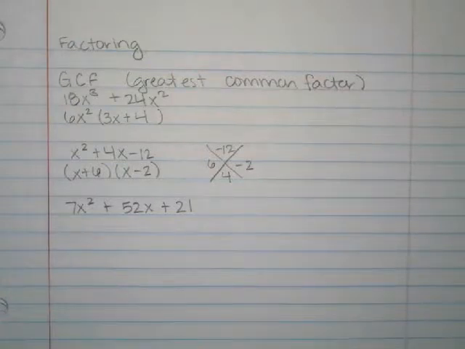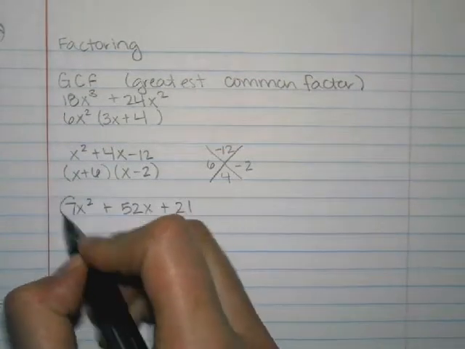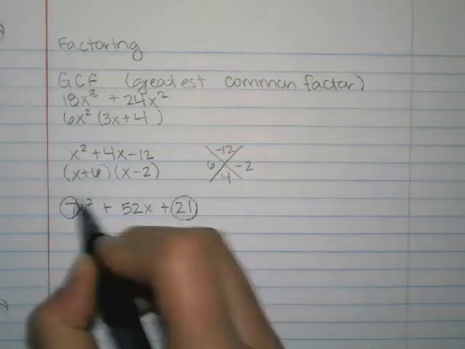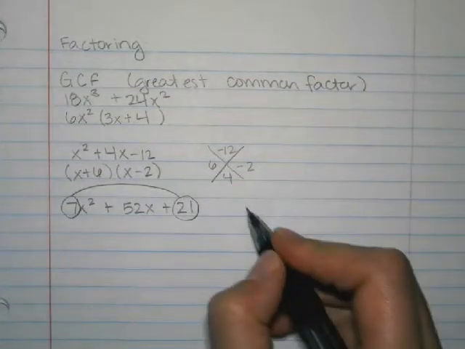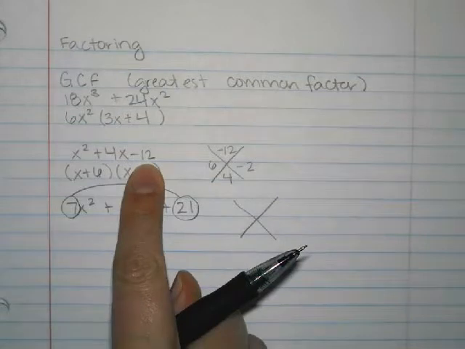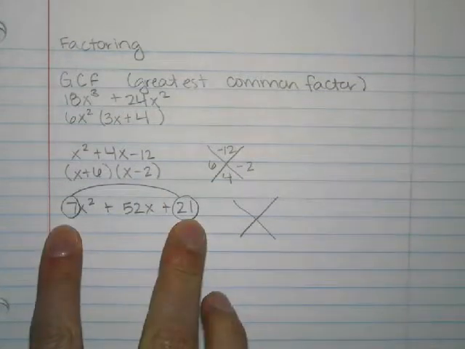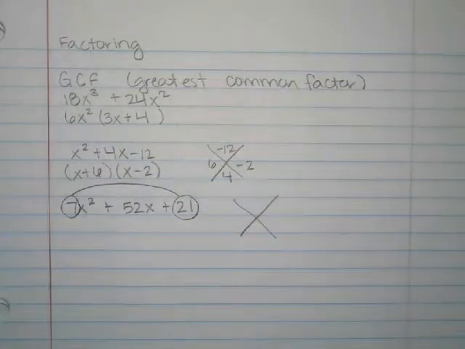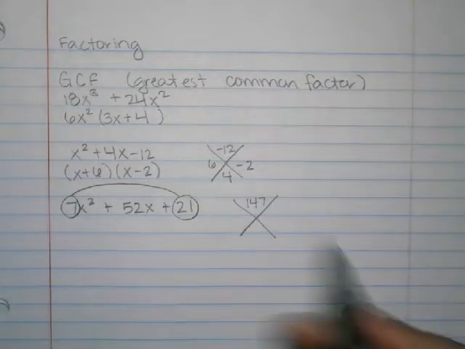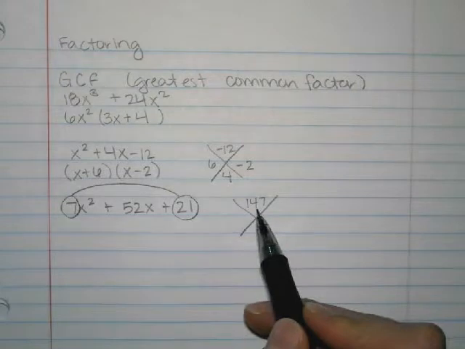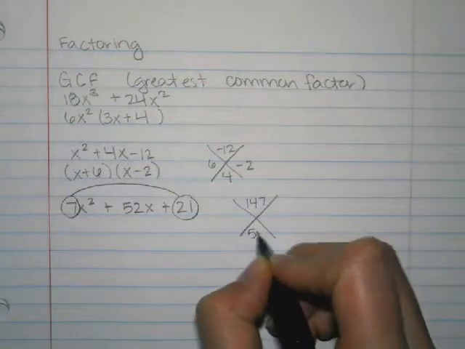And this, some teachers call it slide divide bottoms up, some teachers just call it slide divide, but in this case, instead of looking at just the number on the end, you actually multiply these two numbers together. So 7 times 21 is 147. So we are looking for two numbers that multiply to 147 and add to 52.